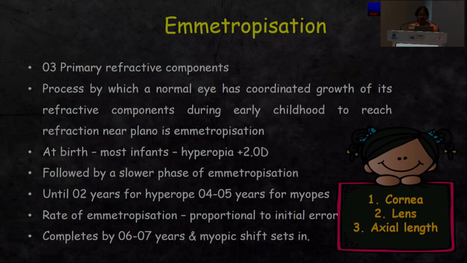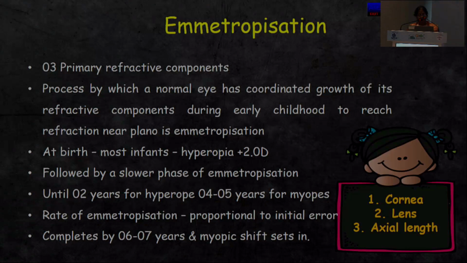And at birth, as Sir said, most of the infants would be hyperope of around +2 diopter, and they will have a certain amount of astigmatism also. Until 2 years for hyperope, this would be followed by a slower phase of emmetropization, and the emmetropization will go on for 2 years for hyperopes and 4 to 5 years for myopes.